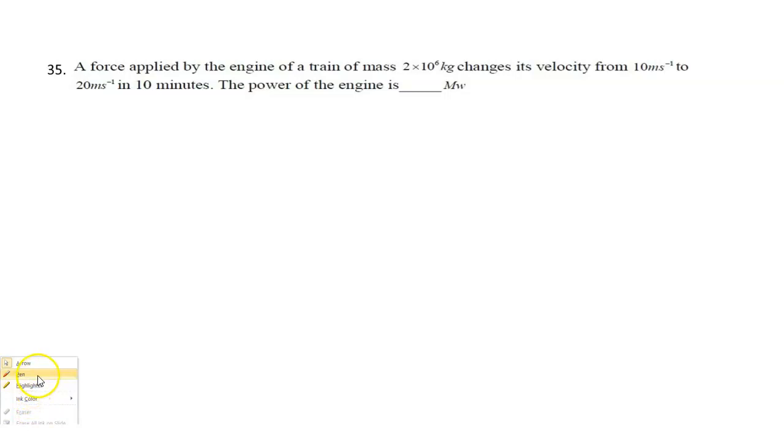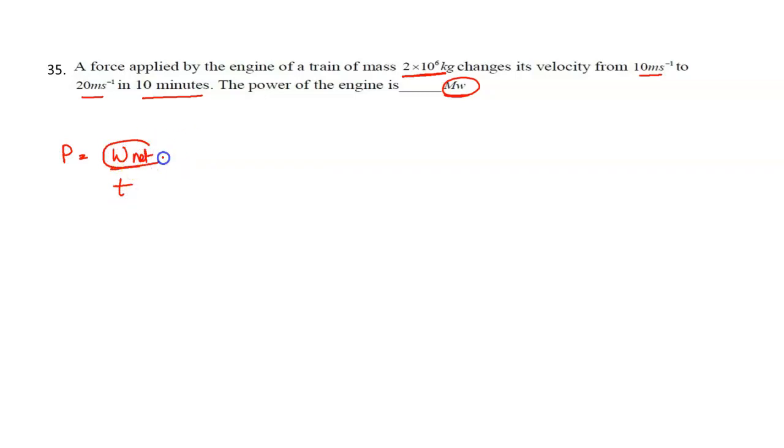Again, this is a question related to power. The question given is, the force applied by the engine of a train of mass 2 into 10 power 6 kilograms changes its velocity from 10 meters per second to 20 meters per second in 10 minutes. The power of engine in megawatt is. So we know that power can be written as work done by time. Here, according to work energy theorem, the net work done is nothing but equal to change in kinetic energy.